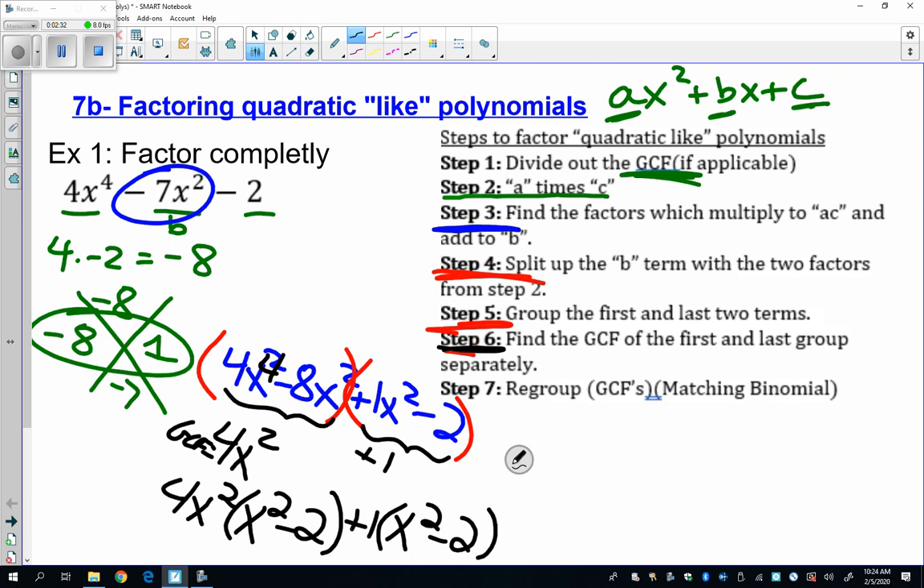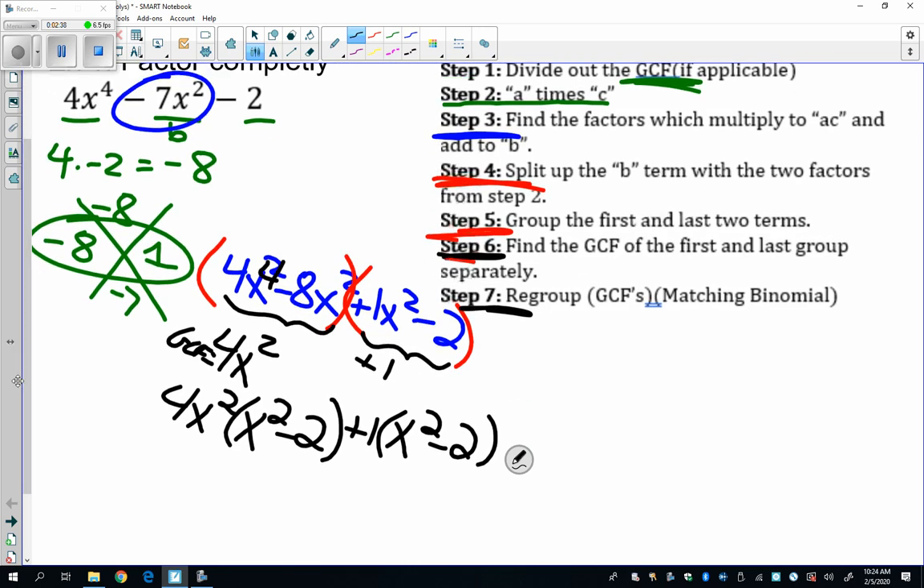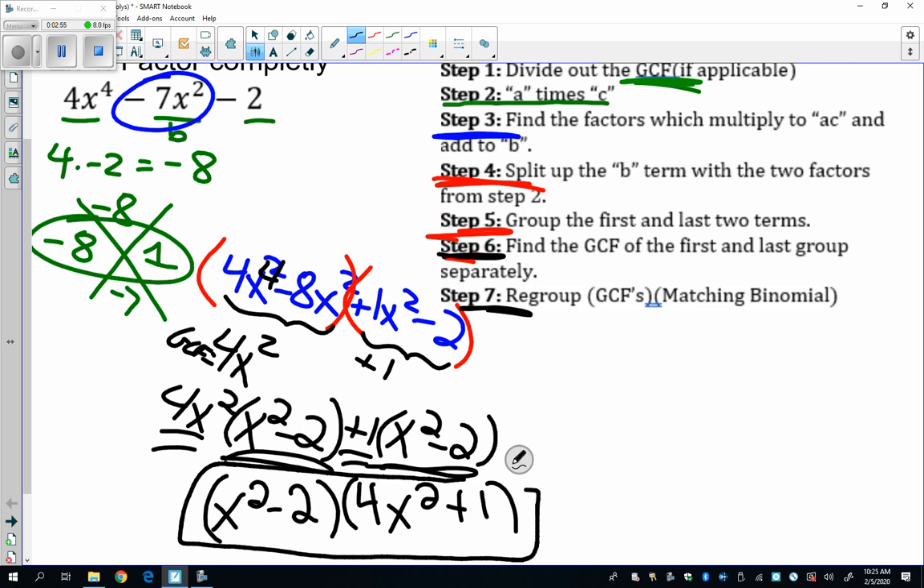And the last thing we do is regroup. We're going to look at what you have in parentheses. It's exactly the same. That's one of your factors. And on the outside, your greatest common factors, just put those together, and that's your second factor. Look to see if you could factor either one of the binomials further. We can't. We'll talk a little bit more about that later.